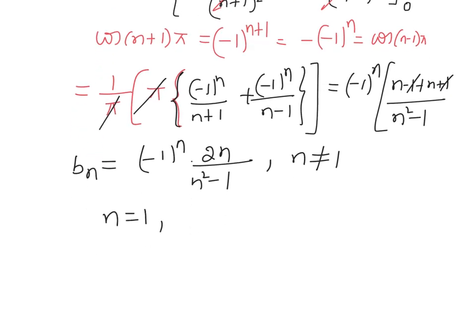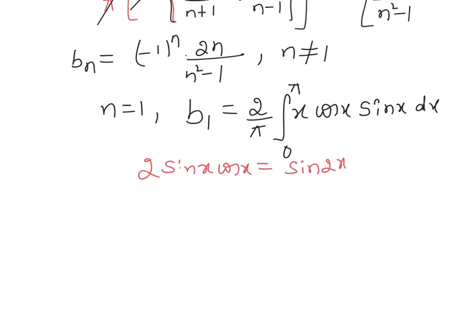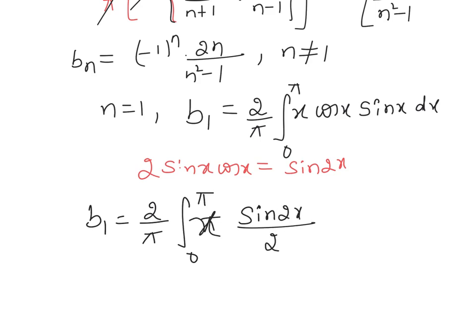When n equal to 1, what is the result? So we find B1. B1 is 2 by pi integral 0 to pi, from the basic formula, f of x, which is x cos x, and sin nx. When n is 1, sin nx becomes sin x dx. And also we know that 2 sin x cos x can be written as sin 2x. So therefore you can write B1 as 2 by pi integral 0 to pi x into sin 2x divided by 2 dx.